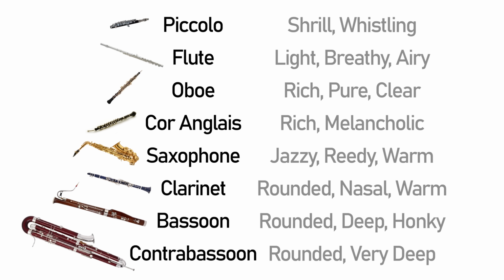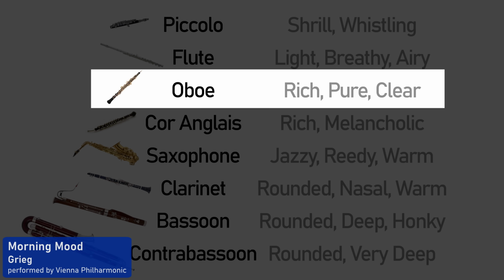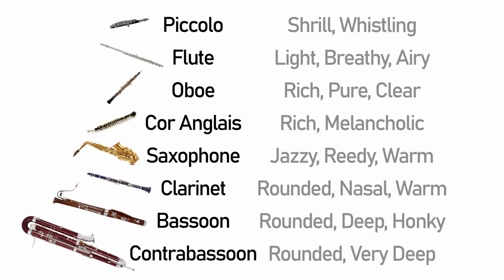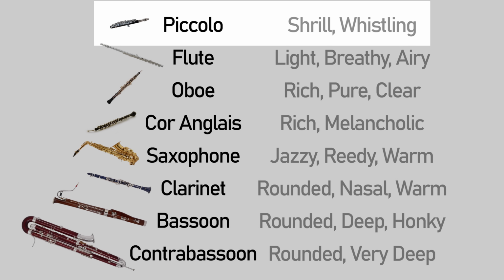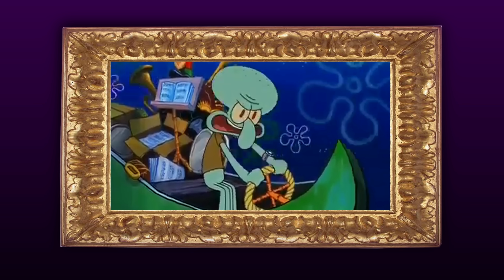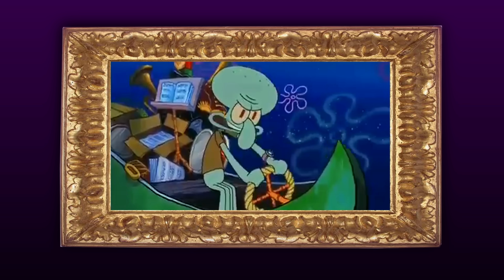Number 6. That was an oboe. Number 7. That was the bassoon. And number 8. That was the piccolo. That trilobite didn't know an oboe from an elbow.